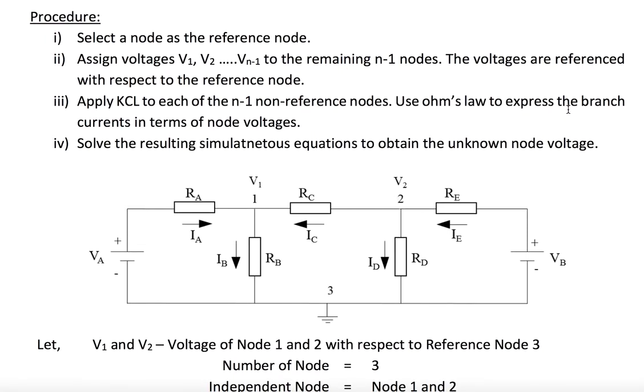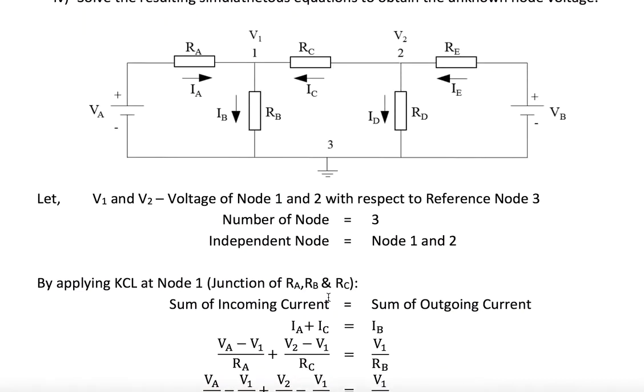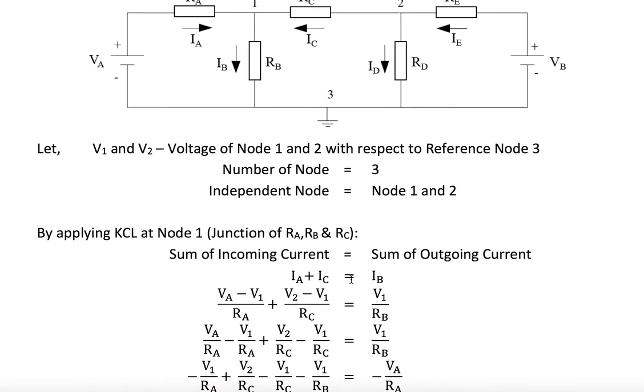Use Ohm's law to express the branch currents in terms of node voltages. That means this is the branch current. Let's say IA, IB, IC. Apply KCL here. IA is an incoming current, IC is also an incoming current. So IB equals IA plus IC. What is IA? VA minus V1 by RA. IB is V1 by RB. What is IC? IC is V2 minus V1 by RC. That's it: (VA minus V1) by RA plus IC equals IB.